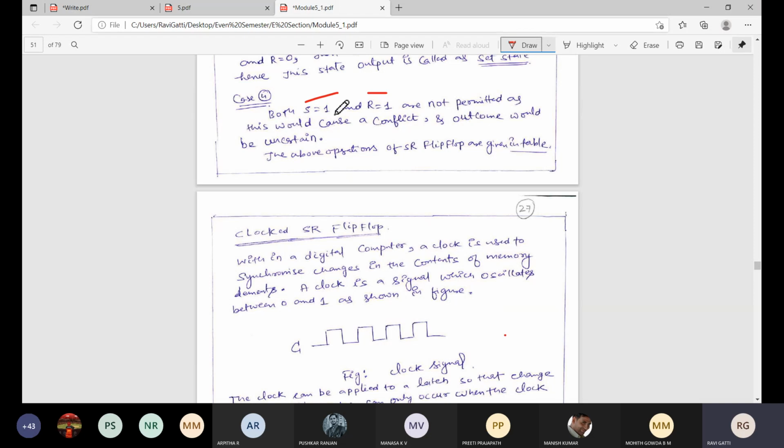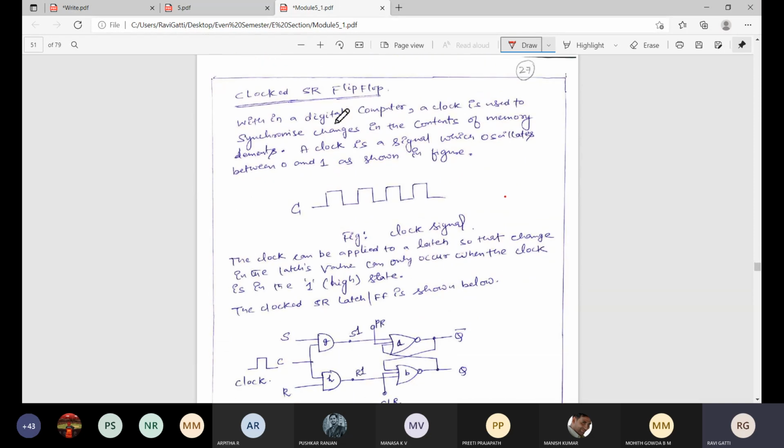In digital circuitry, we always use a synchronous clock. We always give a clock to the synchronous circuit, so whenever the clock changes, only at that instant do we want the output to change. Therefore we will be feeding this clock.